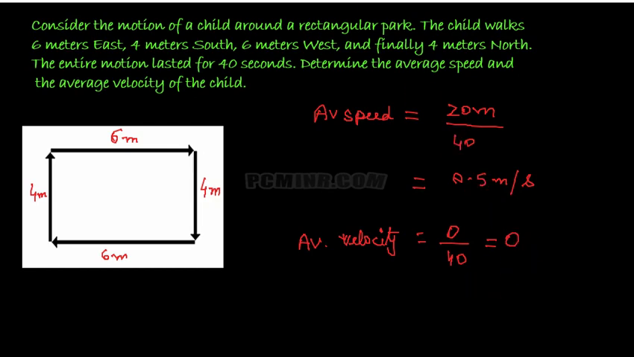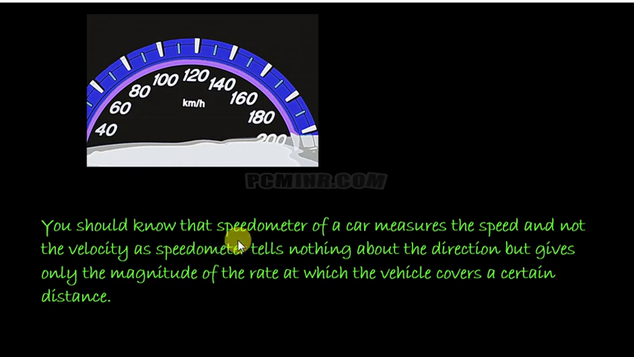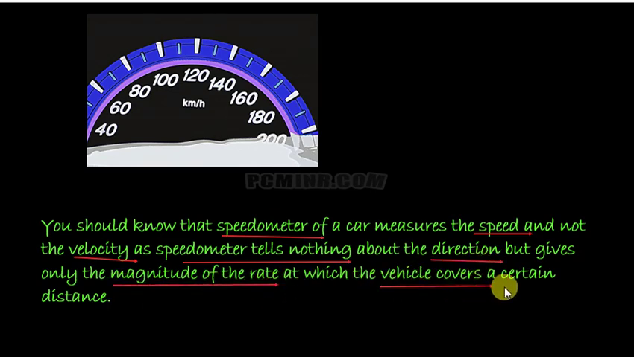So you should know actually that the speedometer of a car is measuring the speed at any instant and not the velocity, because your speedometer tells nothing about the direction. It just gives you the magnitude of the rate at which the vehicle, your car, is covering a certain distance. So speedometer measures this instantaneous speed and not the velocity.